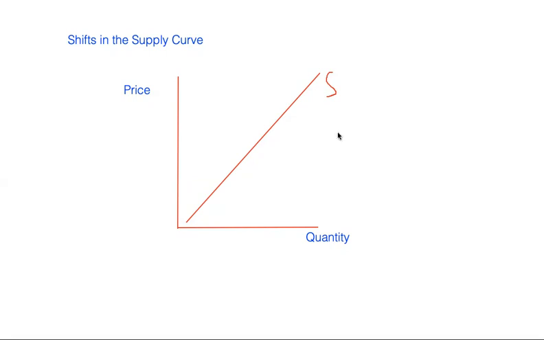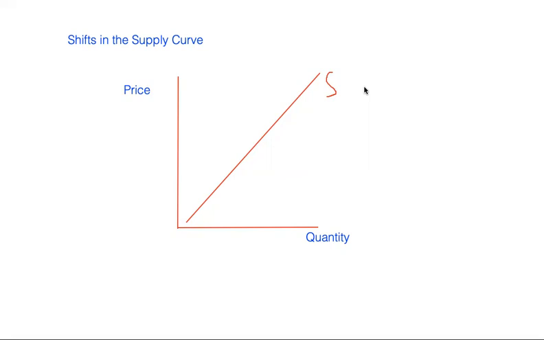Okay, so now let's talk about shifts in the supply curve. So the supply curve is effectively an upward sloping line. And it's upward sloping because as the price increases, so as we move up, the quantity supplied is also going to increase, which makes sense. As the price increases, that means more producers, aka suppliers, are going to want to increase their production of the good.